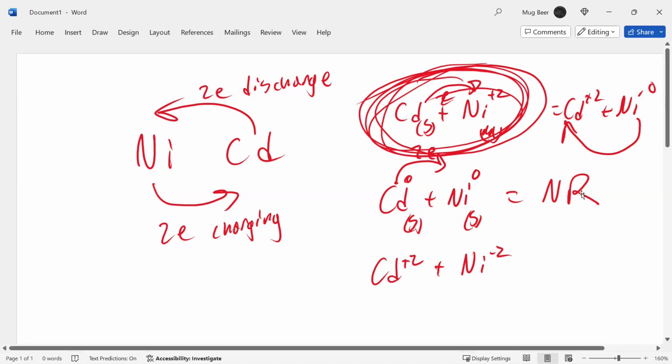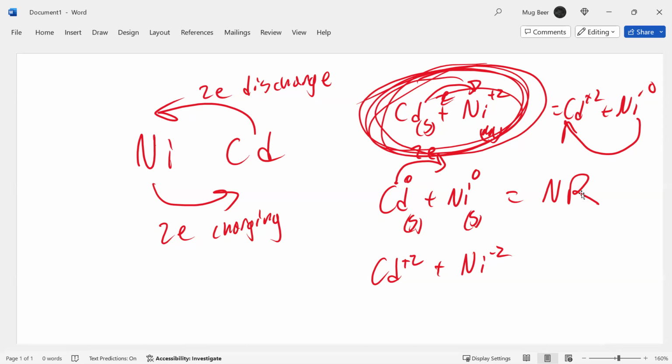And this is how all rechargeable batteries work. I've got a metal with electrons and a metal without electrons, or something without electrons. The electrons go to the thing without electrons. The battery becomes depleted. I plug it in. The charger forces the electrons off the first thing back onto the next thing.